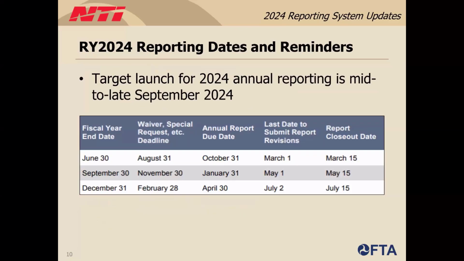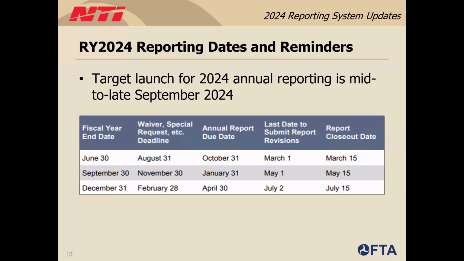Here are the deadlines for the report year 2024 based on your fiscal year end. This is the same as it's always been for previous years. Agencies with a June 30th fiscal year end date will have a due date of October 31st. September 30th fiscal year end dates have a due date of January 31st. And then agencies with a calendar year fiscal year end date should submit the reports no later than April 30th.